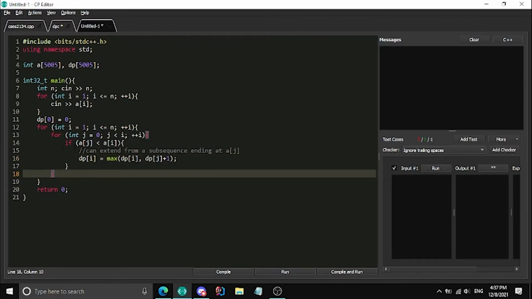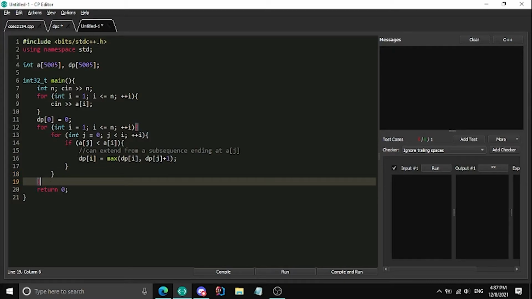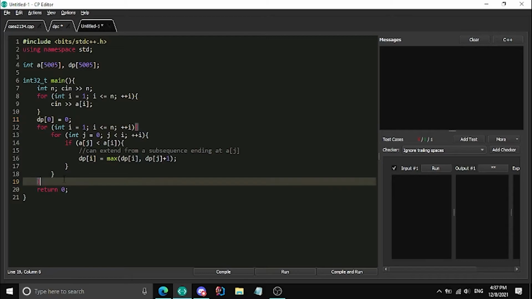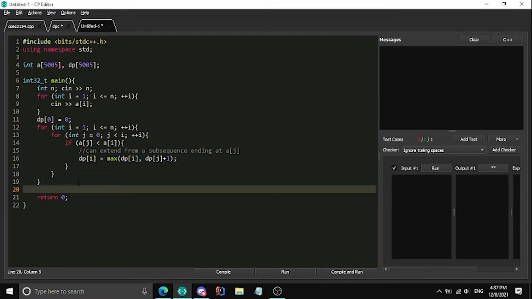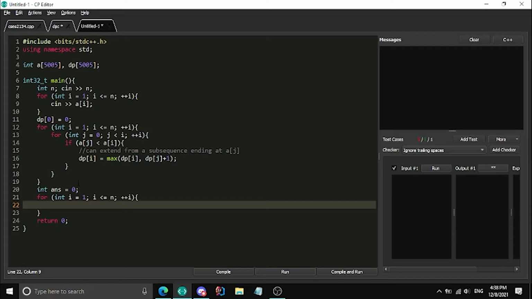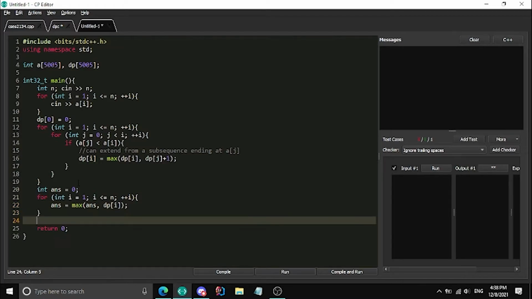And for our answer, we want to take the maximum between all of them. I could make an answer variable and just update it, but just to keep things separate, I'll make an answer variable and then loop through all the values of the DP states and put answer equal to the maximum between answer and dp at i. I'm going to output answer.